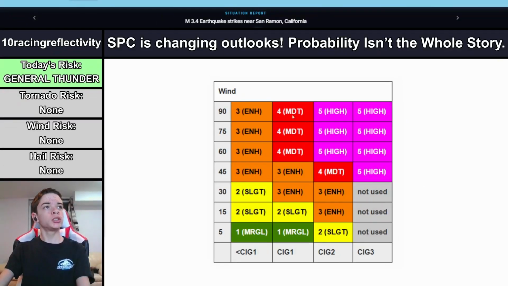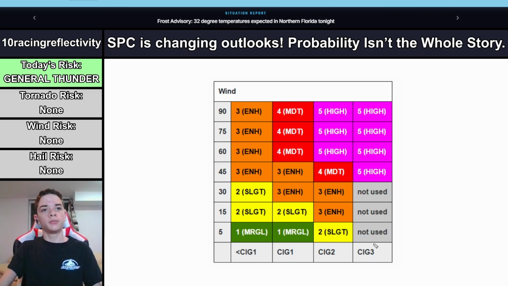For the wind conversion table, we have a couple things that I want to talk about. We've got for less than CIG1, this can only get up to an enhanced risk for 90%, which is basically you're almost 100% going to get severe winds, but it's just not going to be strong, so that's going to give you an enhanced risk.